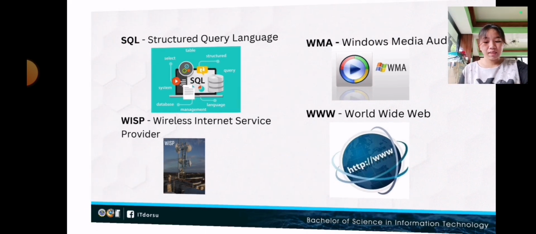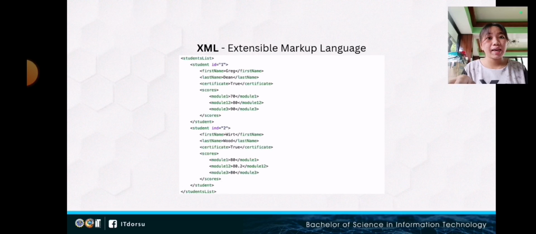So next, the last one, is XML or Extensible Markup Language. It is a markup language and file format for storing, transmitting, and reconstructing arbitrary data. It is a file format for storing, which can be reconstructed and can also be transmitted to another. That's my discussion, but my groupmates will discuss the next topic. Thank you.